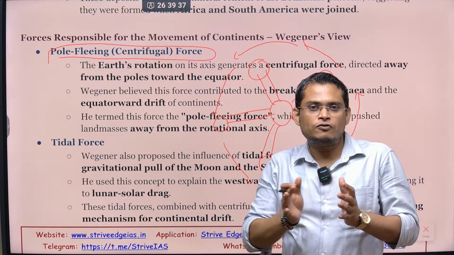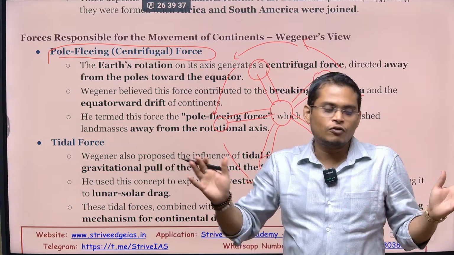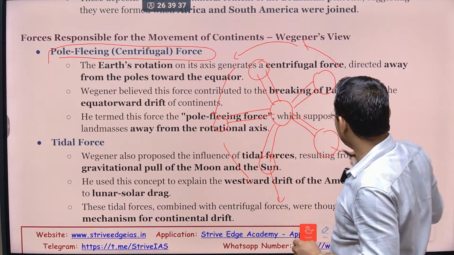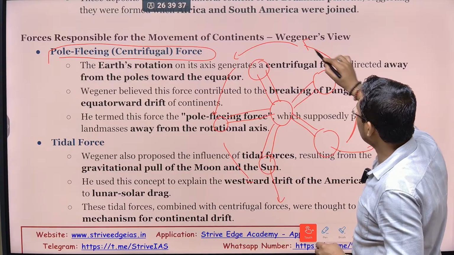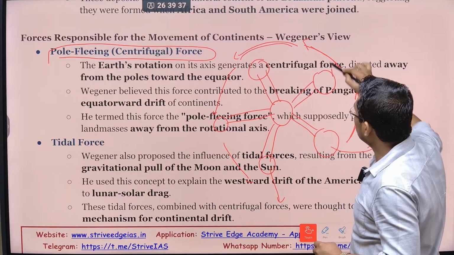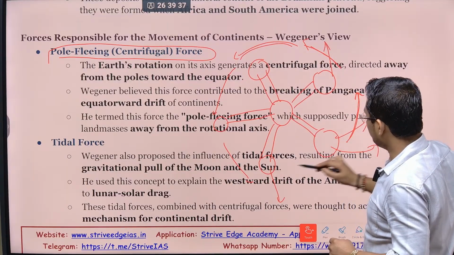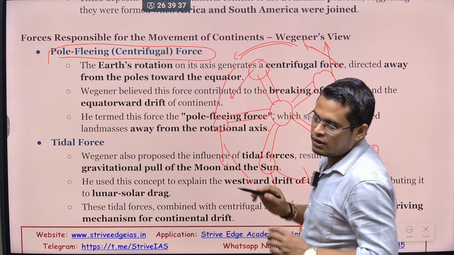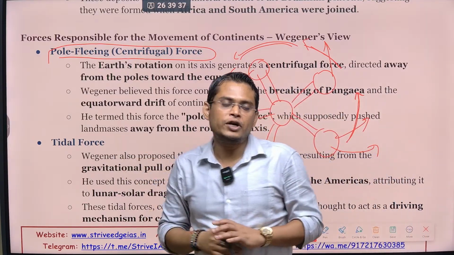So it tries to force away. So according to this pole fleeing force, it is saying that whenever you are moving or rotating in a particular direction, this tries to move outside, this force tries to move outside. So this force actually helps, this pole actually helps in movement of continents.